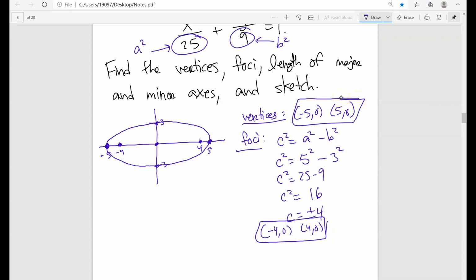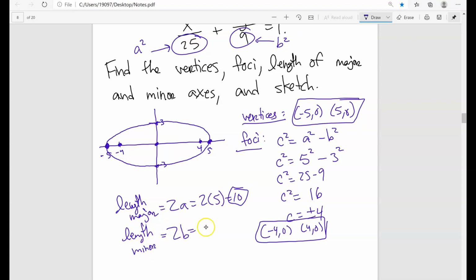What else do we need? The length of the major axis. The length of the major axis is going to be 2 times a. So that's 2 times 5, which gives me 10. And then the length of the minor axis is going to be 2 times b, which is 2 times 3, which gives me 6. You can easily find that either by the graph, you can just count. It really doesn't matter.